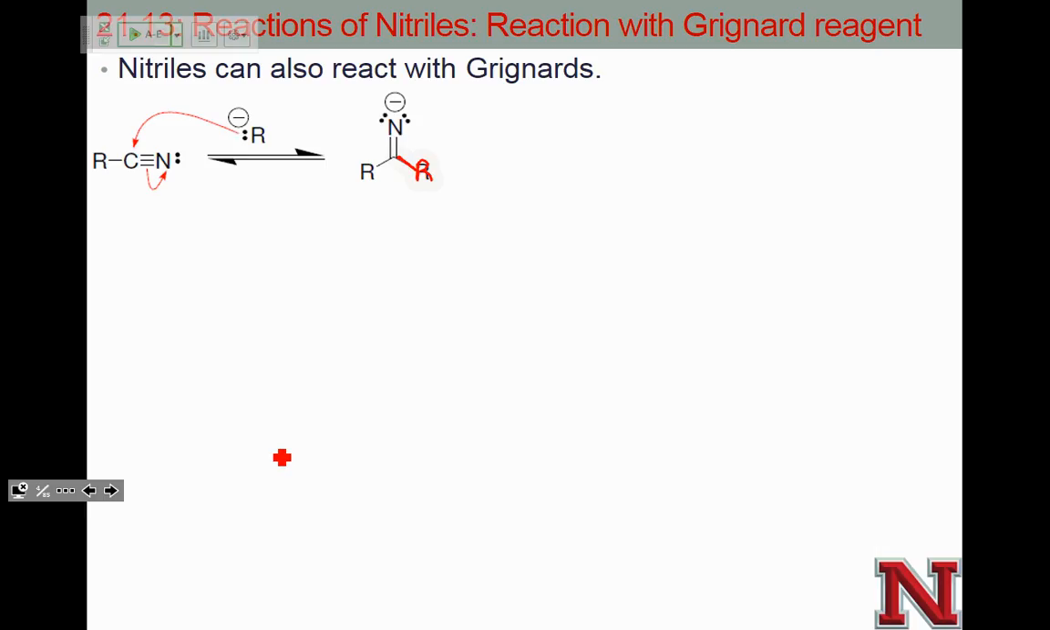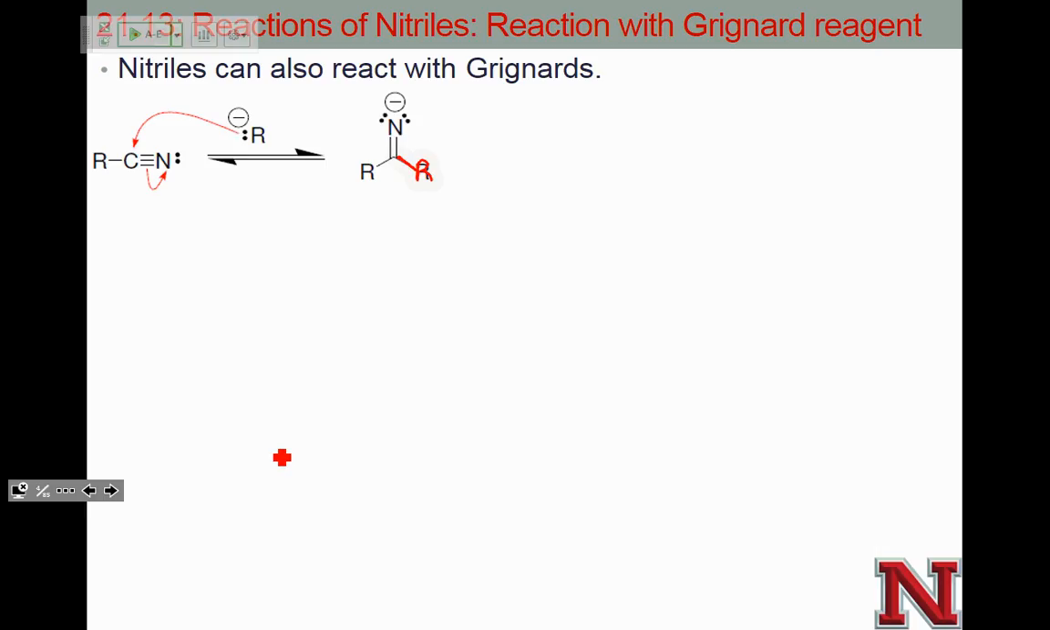But we will not get a second attack, because if we do, then we'd have a nitrogen with a -2 charge if we pushed electrons onto that nitrogen, and that's really not likely. Nitrogen doesn't particularly want a -1 charge. It definitely doesn't want a -2 charge. So because that's unlikely, we pretty much stop at this point.